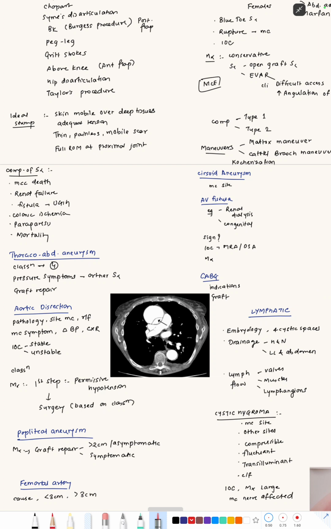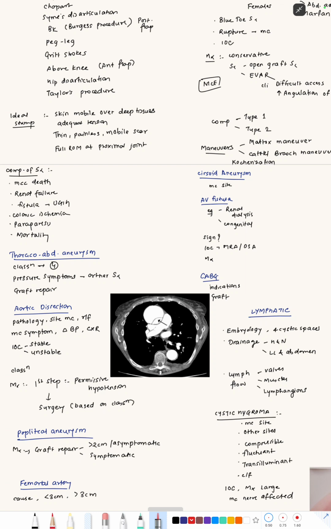Then the thoraco-abdominal aneurysm. The classification used is known as the Crawford's classification. There are 4 types. Type 1, where it extends from the left subclavian to the renal artery. Then in type 2, it extends from left subclavian up to the bifurcation of the aorta. This is the most extensive type. And type 3, from the mid descending aorta to aortic bifurcation. And type 4, from upper abdominal aorta to the infrarenal aorta.